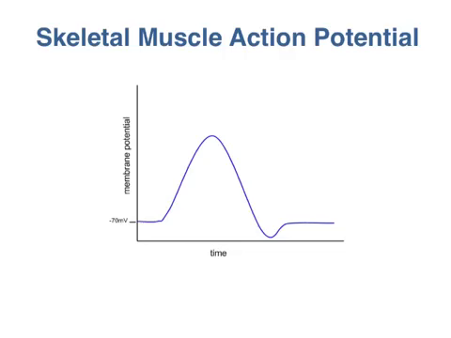Now, this is what the action potential looks like in skeletal muscle and in neurons. You have a stable resting membrane potential. When the cell is stimulated, it depolarizes. It's this increase in membrane potential. Depolarization is followed by a rapid repolarization and a return to that stable resting potential.